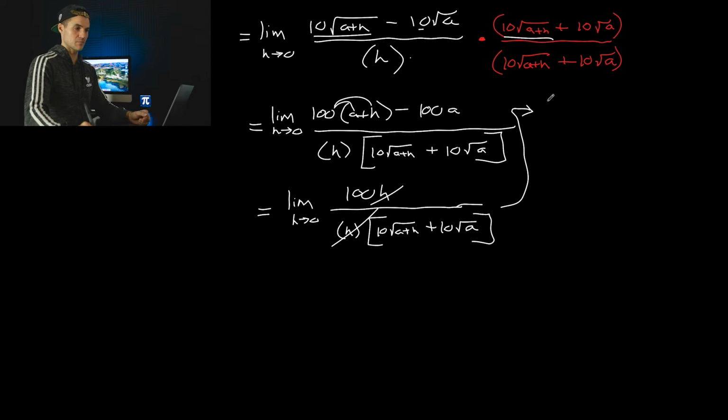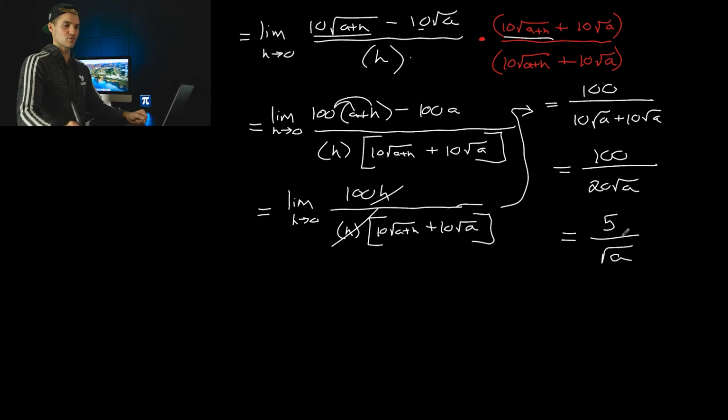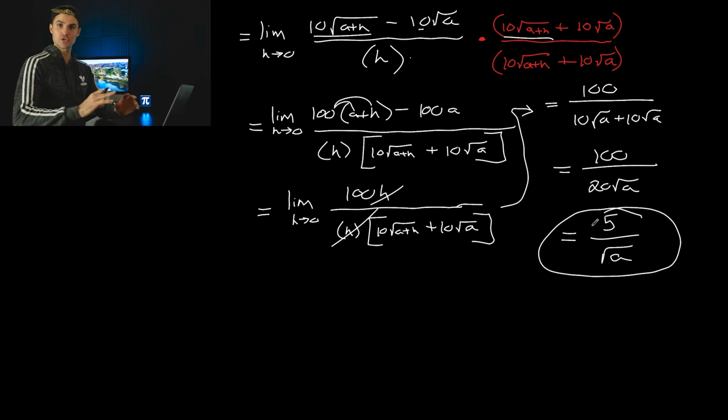Right, so what would we end up with? We would end up with 100 over 10. Okay, 0 goes for h here, so this would be root a plus 10 root a. These are like terms, so this would be 100 over 20 root a. And then 100 over 20, that simplifies to 5. So 5 over root a, that right there gives us our instantaneous rate of change, our general instantaneous rate of change for that original cost function at any x value a.